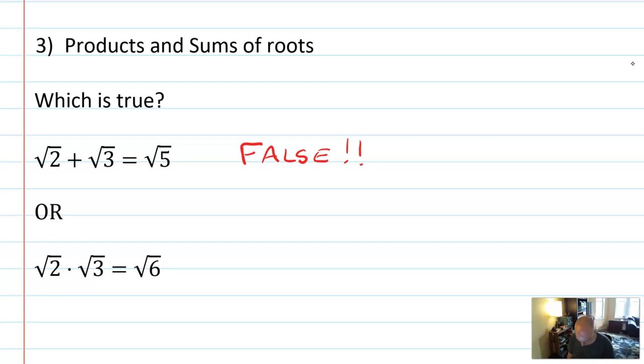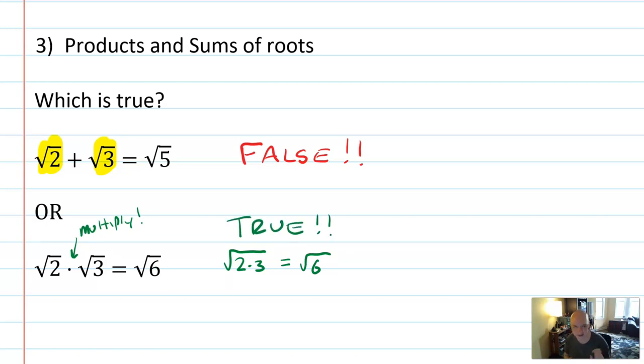So when you have two roots like this and you don't have like bases, you can't add them up and make, for example, square root of 5. That does not work. However, when you have roots and you are multiplying them, you can combine them. So we might write that root 2 times root 3 is the same as the root of 2 times 3, which is the same as the root of 6. That is true.